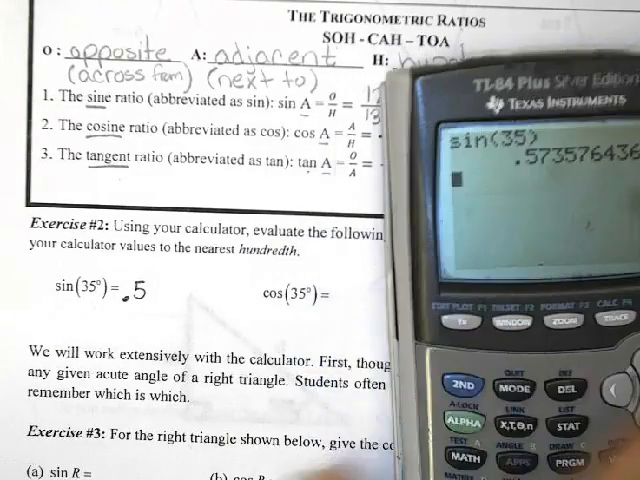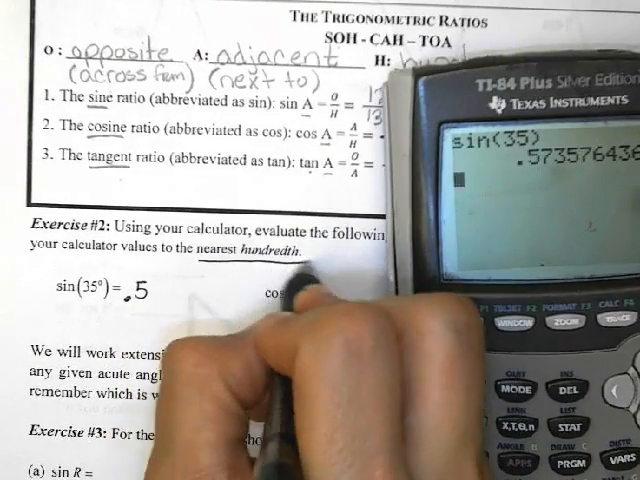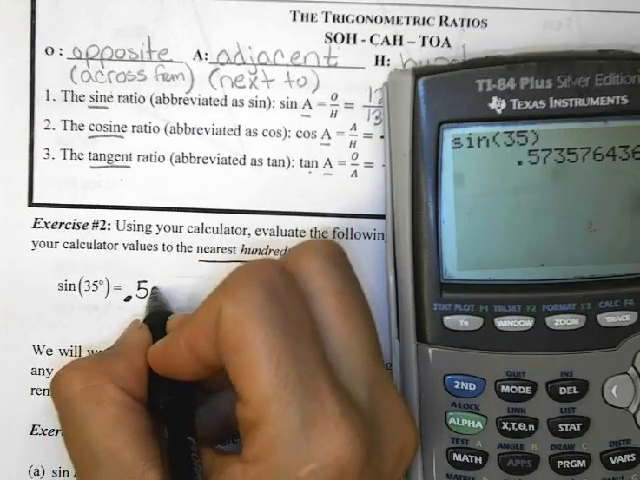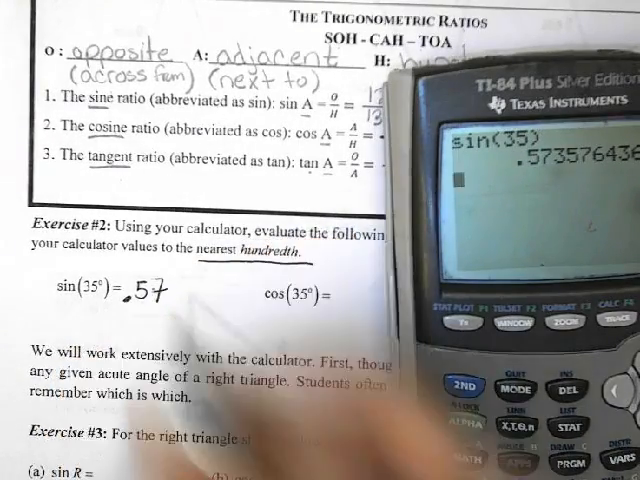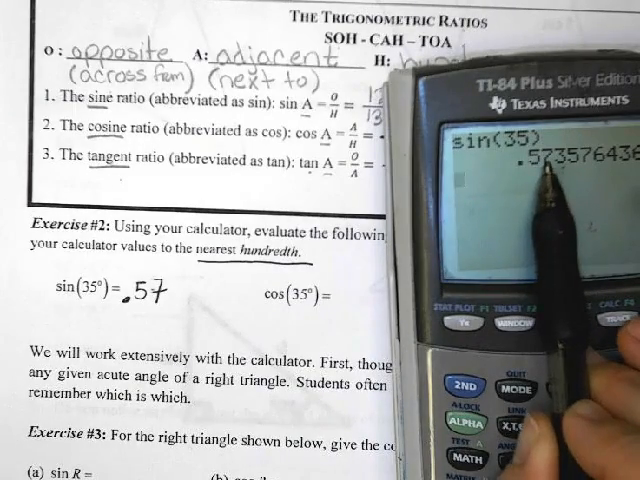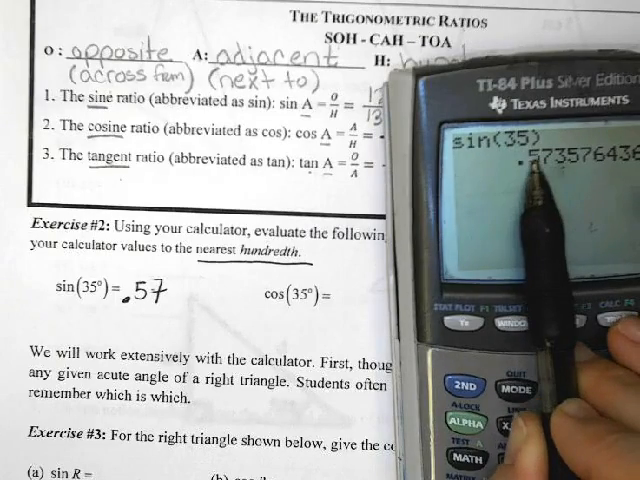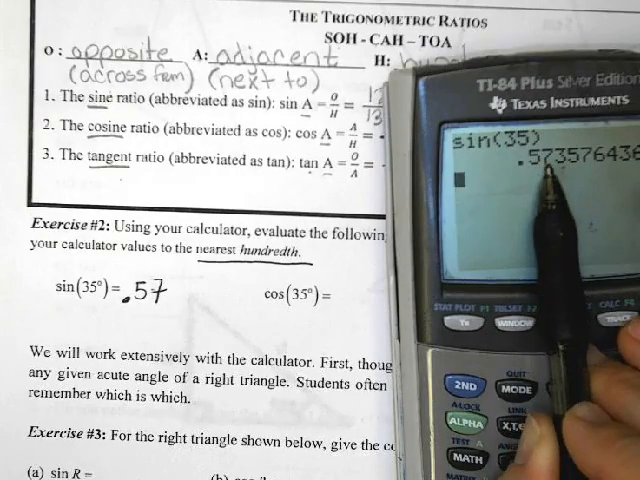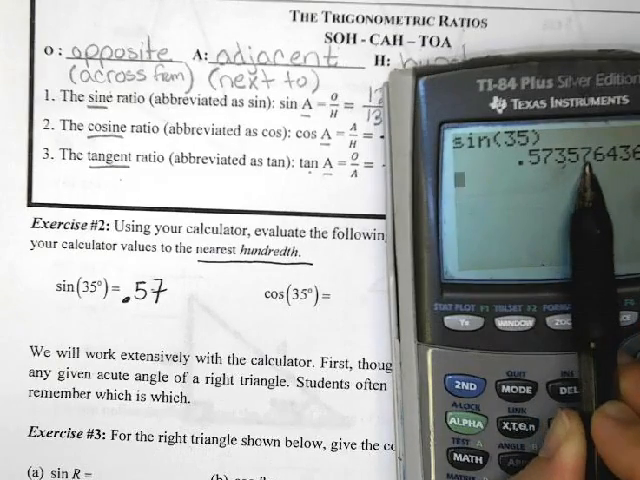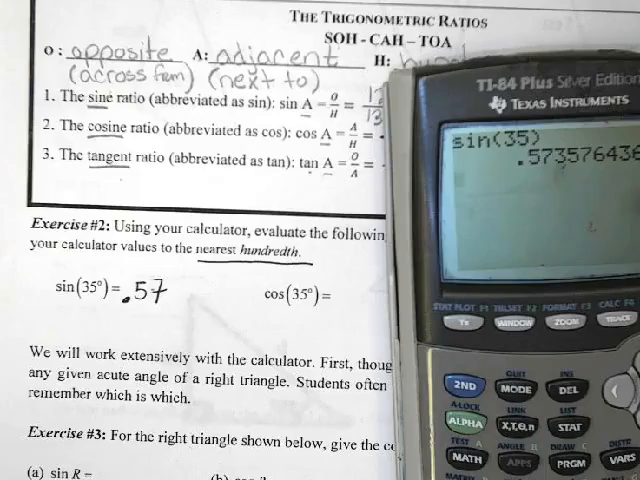So if we read our papers, it says to the nearest hundredth. This number right here would be a 7 because that 3 is not enough to round this 7 up. The 7 is in the hundredths position. So remember, it's tenths, hundredths, thousandths, ten-thousandths, hundred-thousandths, and so forth and so on, the same as it would be to go up the other way in the number line.